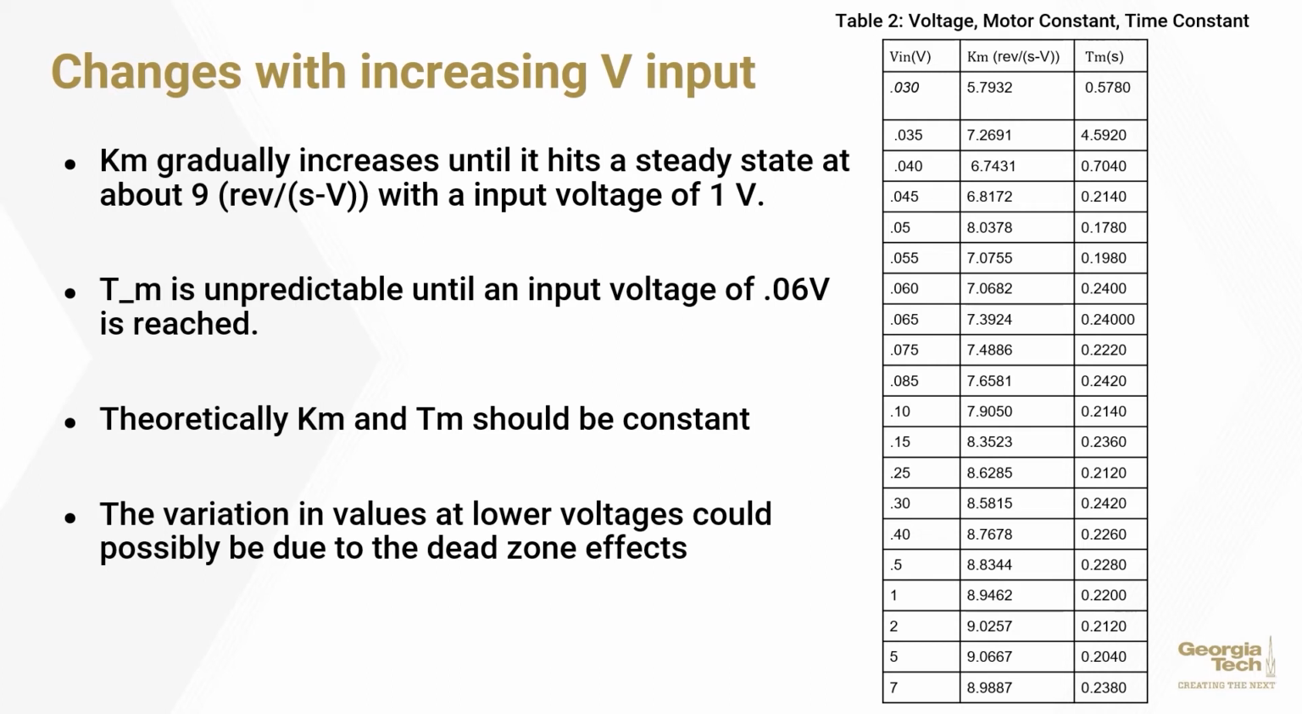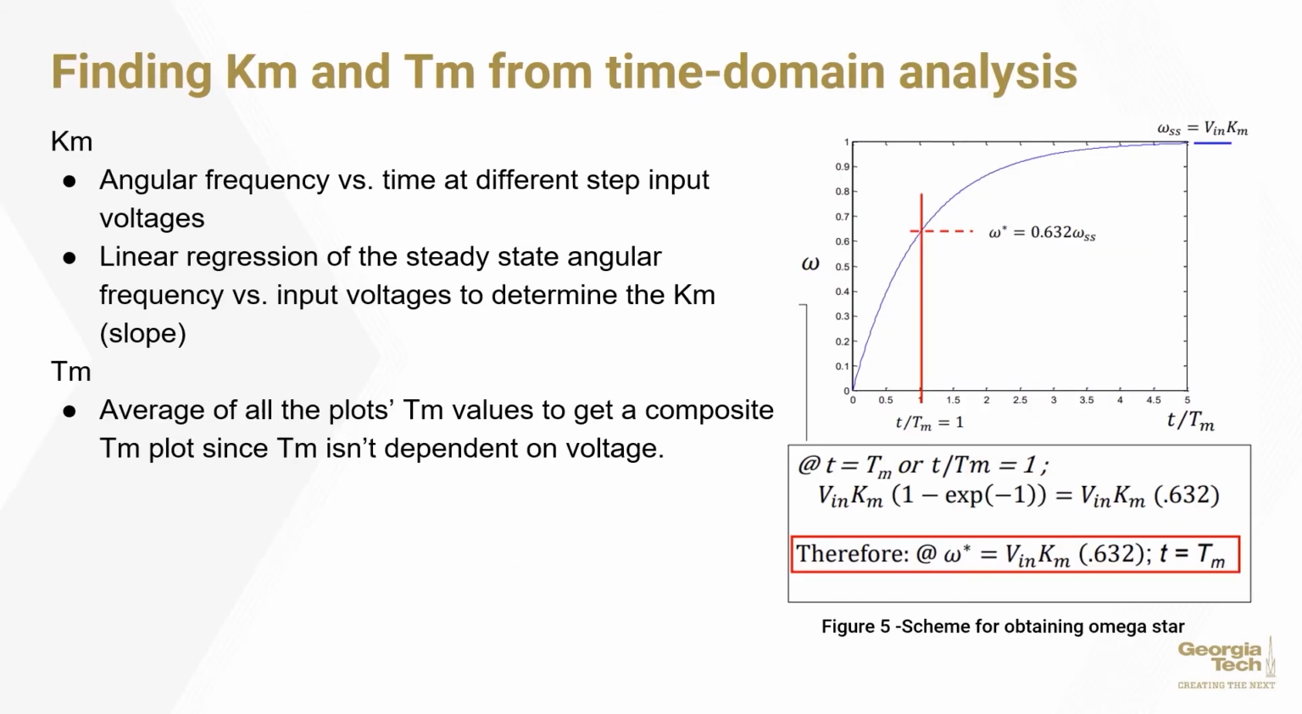We believe this variation at lower input voltages could be due to the dead zone effects as well as the implication of friction. The Km and Tm values were found from the time domain analysis utilizing the step responses that we measured. The angular frequency versus time at different step input voltages were the response used for the motor constant. The steady state angular frequency was captured as a function of input voltage. A linear regression was done on this data, and the slope of that curve is the motor constant obtained.